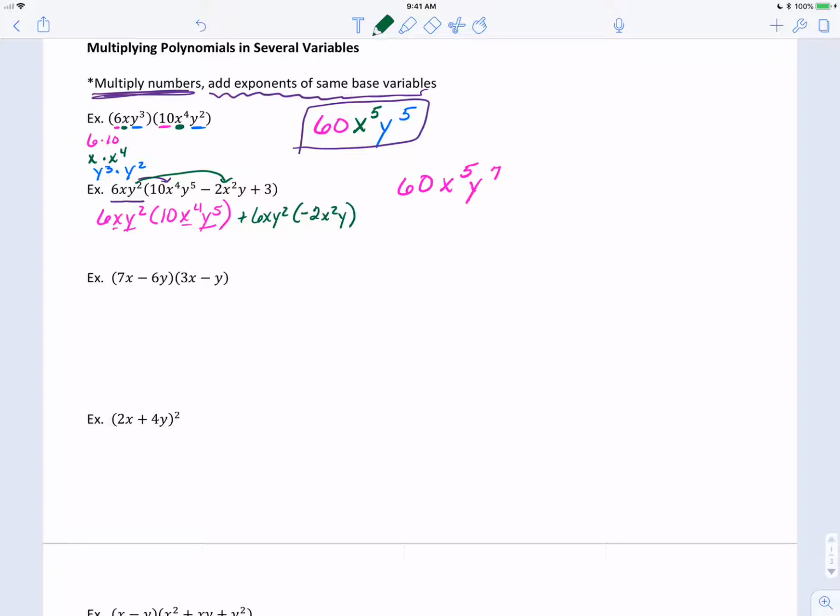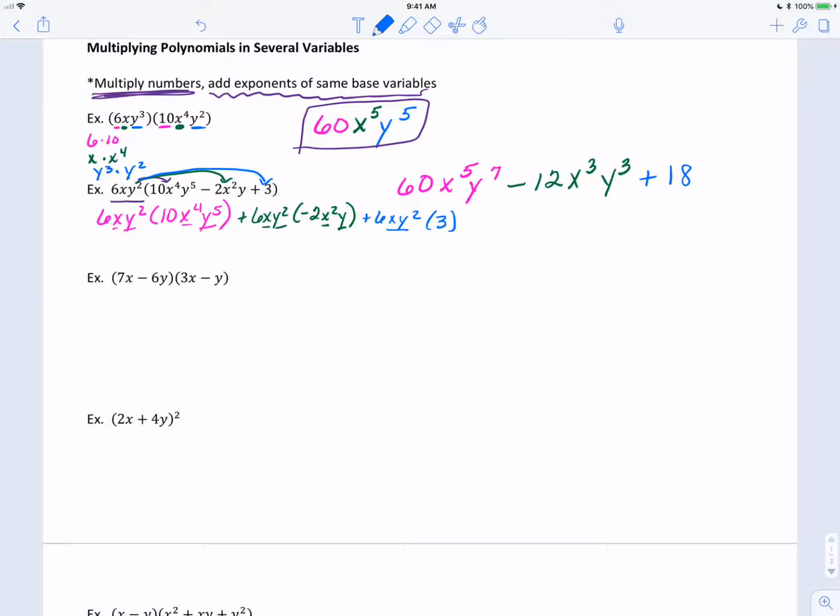So 6 times negative 2 gives us negative 12. Now we're adding our exponents, x and x squared. That gives us x cubed. Y squared times the y gives us y cubed. So now we're taking the 6xy squared, and we're going to multiply it by that last term, the 3. So 6 times 3 is 18.